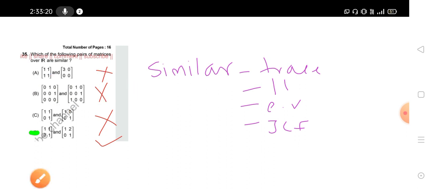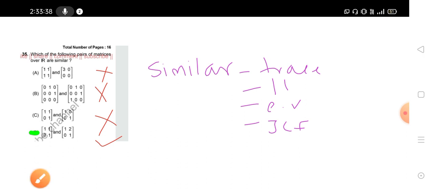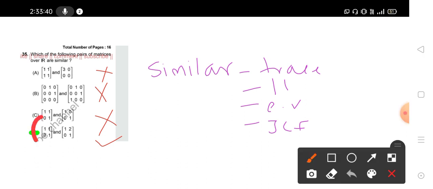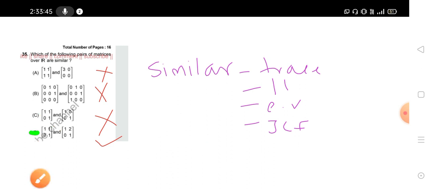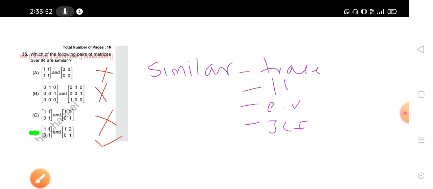In option C, here also the Jordan blocks are different, and here also the Jordan blocks are different. Therefore option C is also wrong. Here check trace equal to 2 and determinant equal to 1, and the Jordan blocks are also the same. Therefore option D is correct.